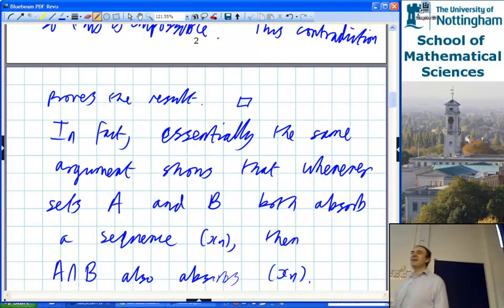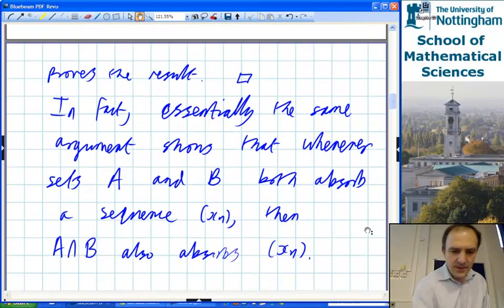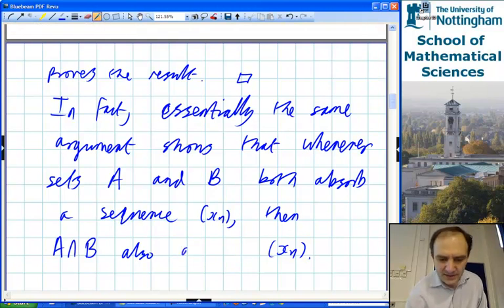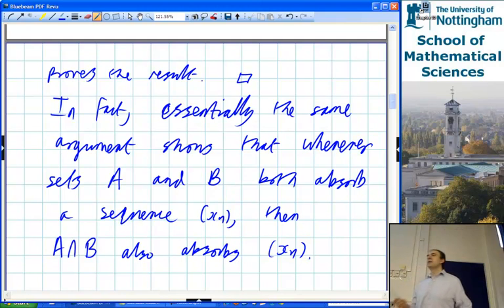Notice that's different from saying A absorbs xn and B absorbs xn. A intersection B is another set. Let me just rewrite that. It's another set, A intersection B. But we showed that if you go far enough, you're in A. If you go far enough, you get stuck in B. So if you go past those 2 points, you're going to be stuck in both sets simultaneously, which means you'll be stuck in A intersection B. And that's what our argument really showed.